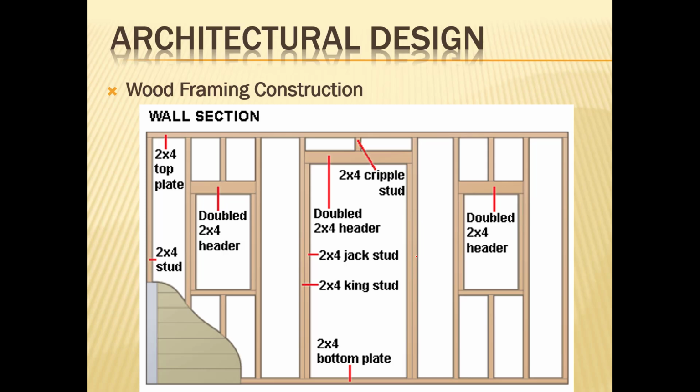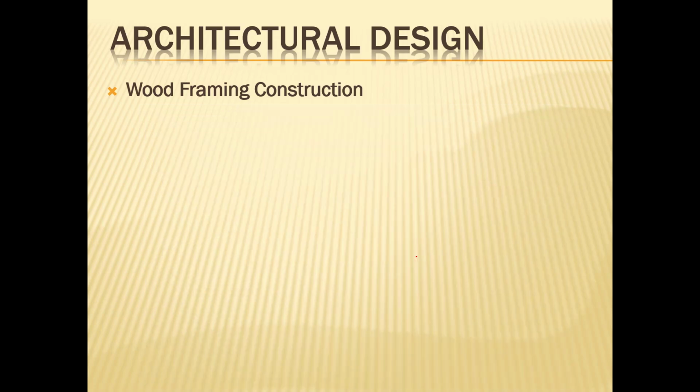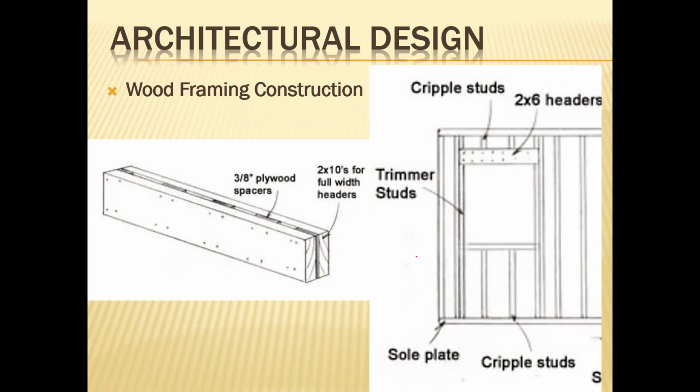The space between them, the header, the larger the space, the larger the header will have to be. Here is an example of a header. In this case, it's using 2x10s, 2 of them on each side, plus some spacers to account for the 3.5 width of the stud, and they will be placed on top of the windows.